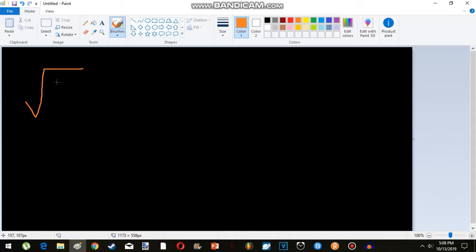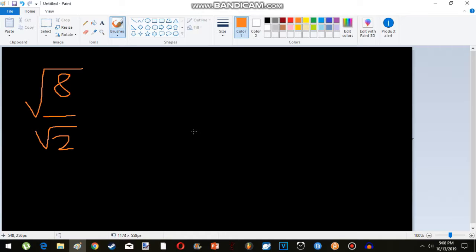Alright, let's start with something simple. The square root of 8 over the square root of 2. Now, I assume your first thought is just rationalize it. Multiply it with the square root of 2 over square root of 2. What if I said there's an easier solution? See, square root of 8 over square root of 2 is the same, yes, the same as square root of 8 over 2. Who would have knew?